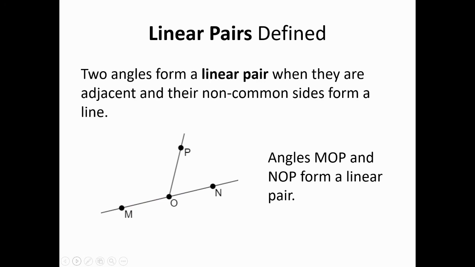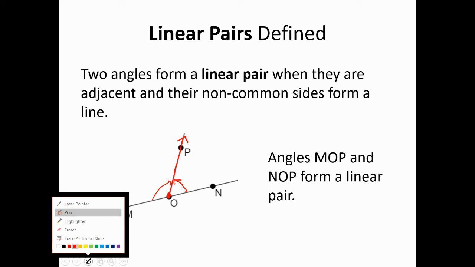a line. Okay, so let's think about what precisely that means. First of all, we say that they're adjacent. That means that they have a common side. So look at the two angles in my diagram, the angle MOP and the angle NOP. They do have the common side OP, and their interiors do not overlap, so they're adjacent with common side OP. And then look at their non-common sides.